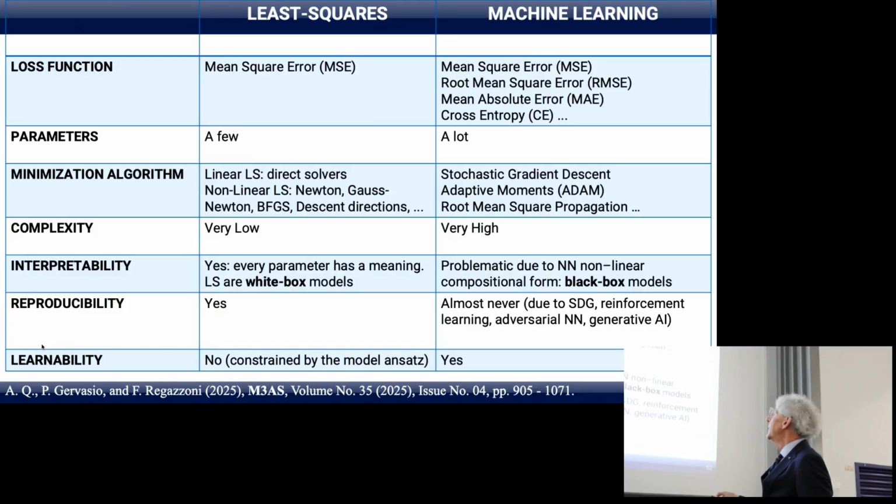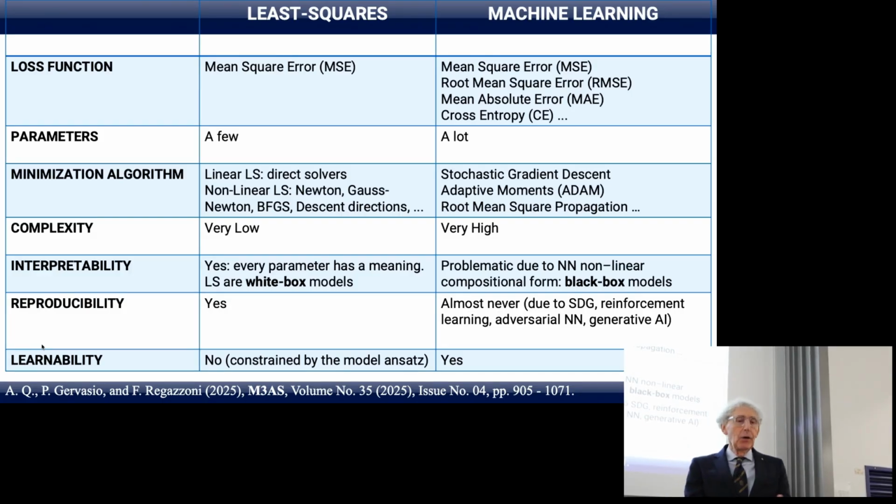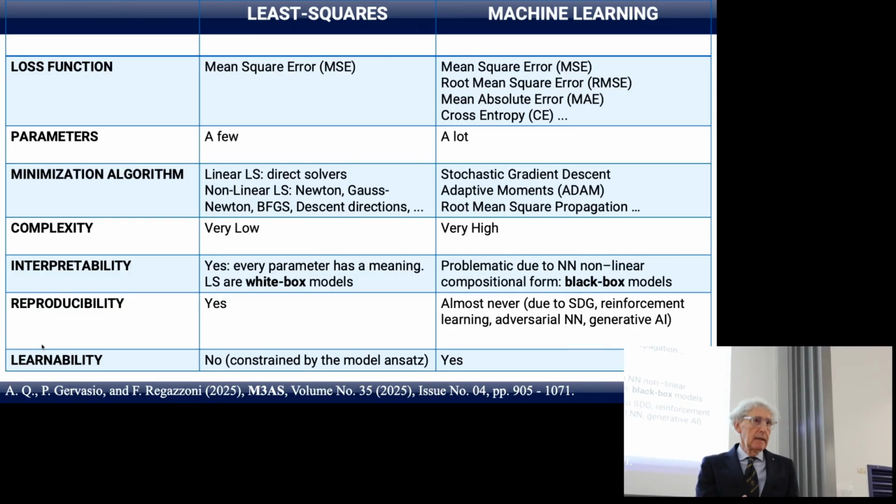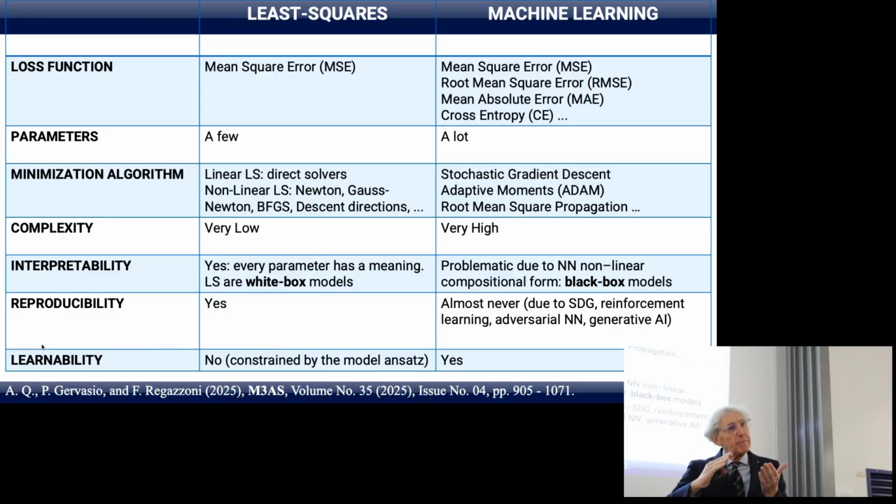The last one is the learnability, right? If you have a distribution of data of a process that you don't know yet, if you apply a least squares model, you have to provide a guess, a hint on how this model will behave.